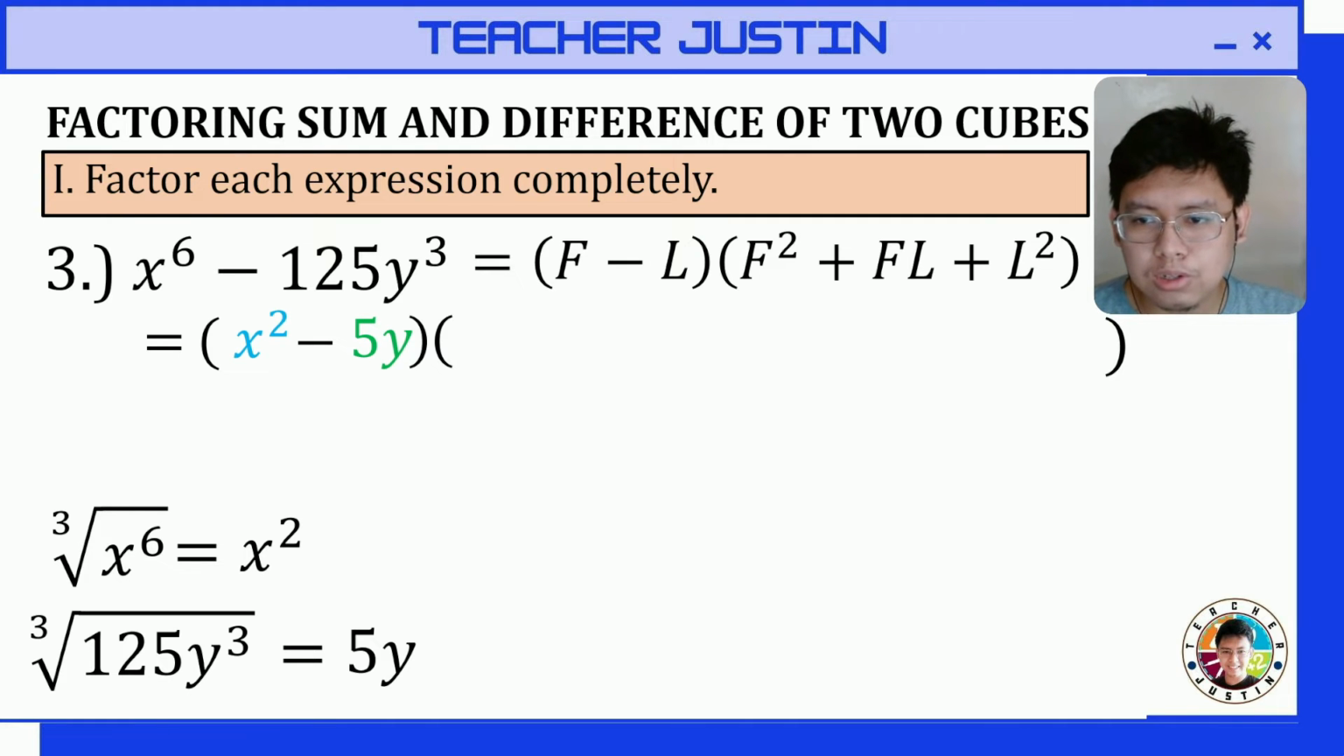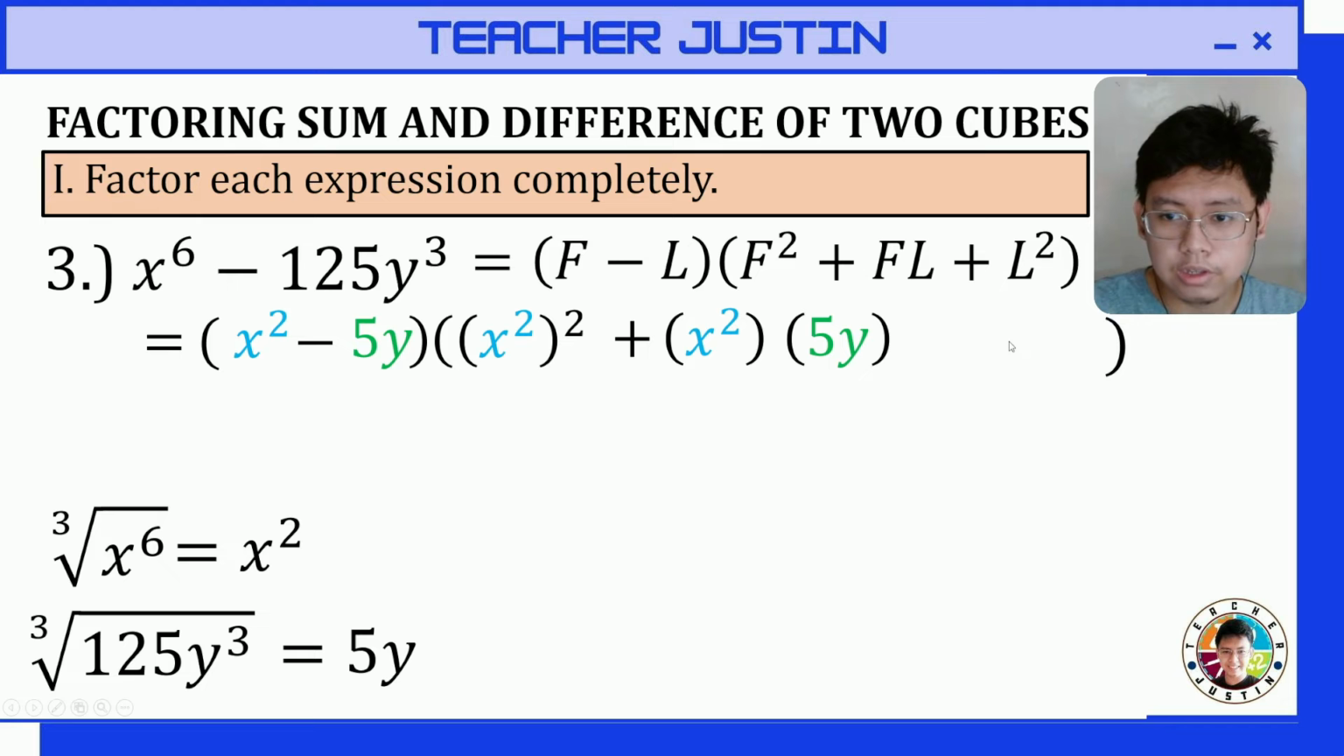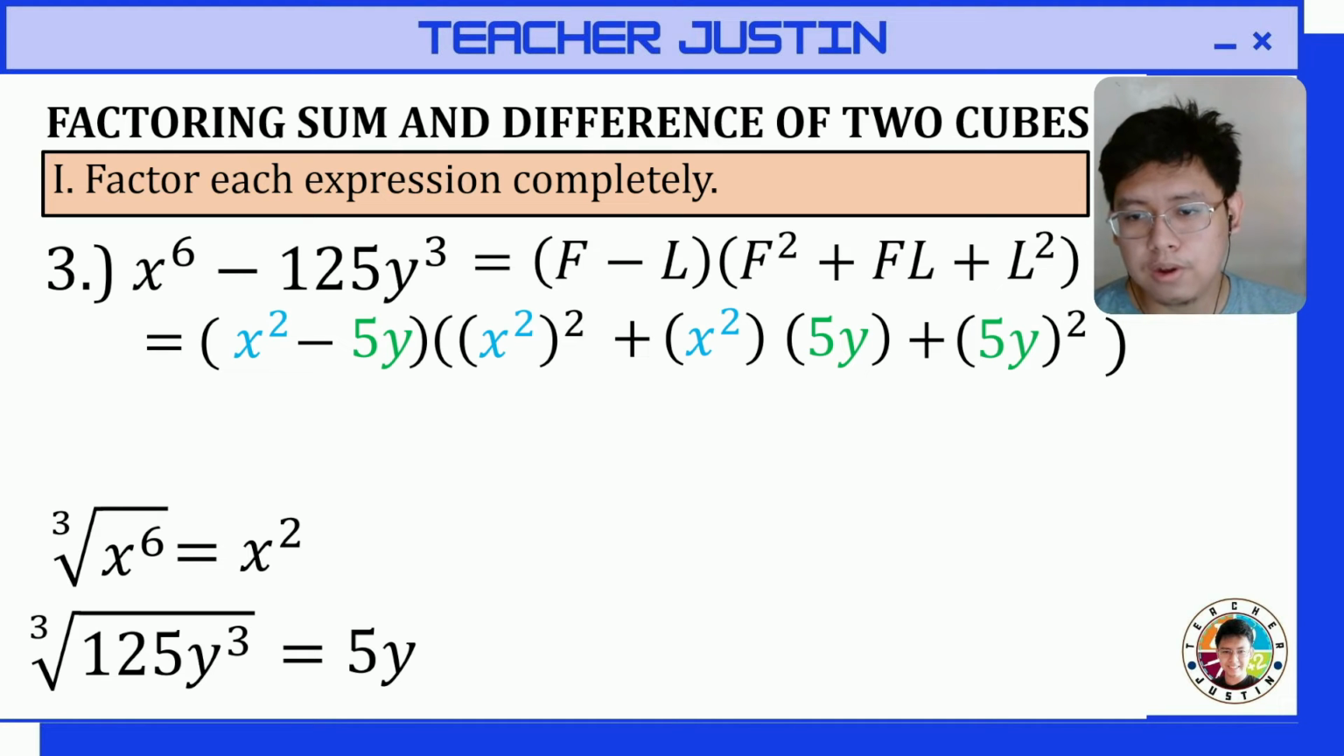Okay? Then, ang susunod nating step will be, follow natin tong pattern na to and substitute the value of f and l. F squared will be x squared raised to 2. Then, we have the plus symbol, f times l. So, copy lang natin si f, x squared, times 5y. Then, last one, plus, so that will be plus the square of 5y. Now, let's simplify it.